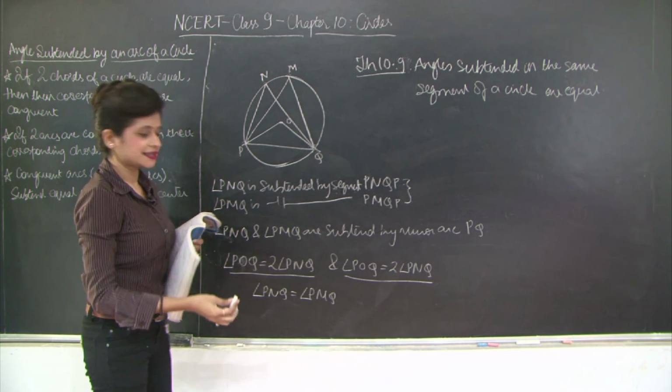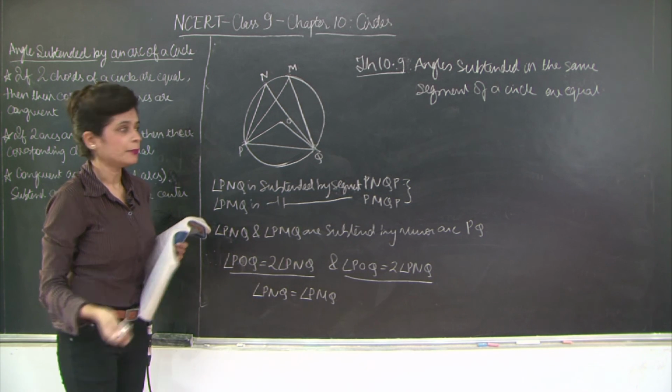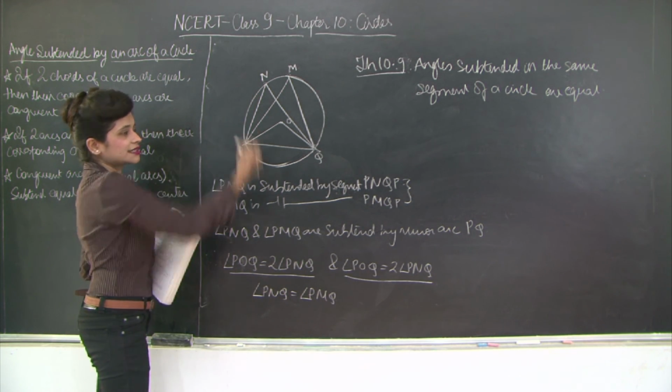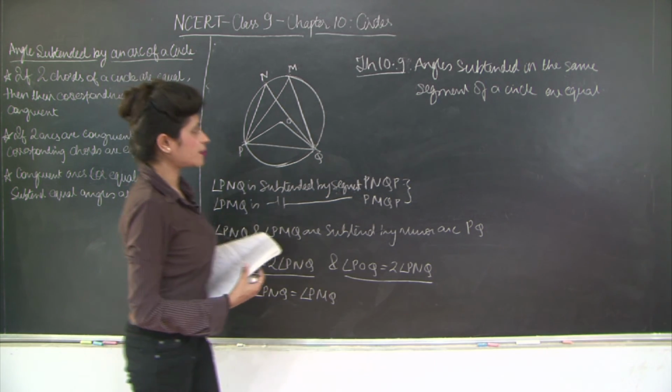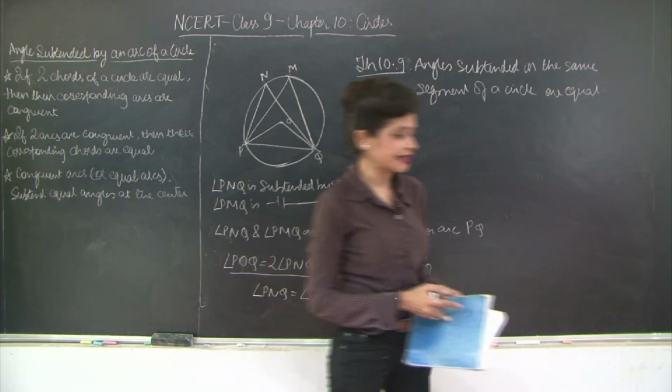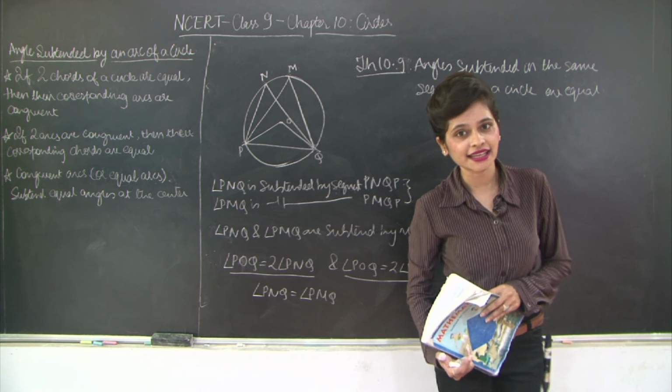So these two angles are equal, or angles subtended by the same arc on the same side of the circle, or on the same side of the segment, are equal. So this was about Theorem 10.8 and 10.9. We'll take a look at Theorem 10.10 in the next video.